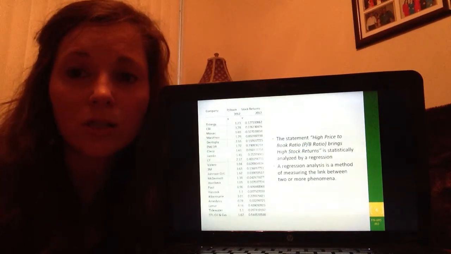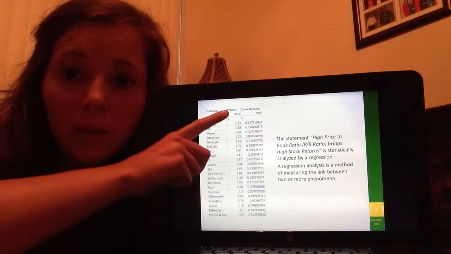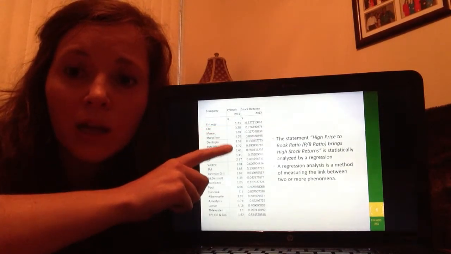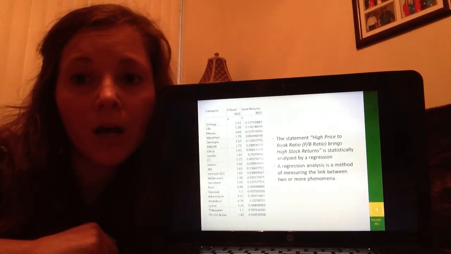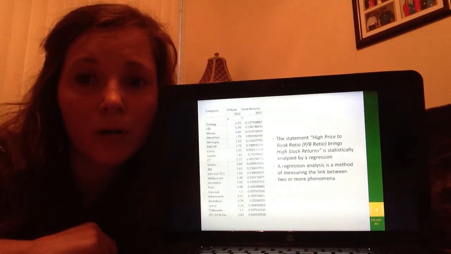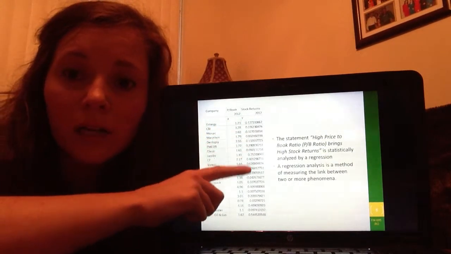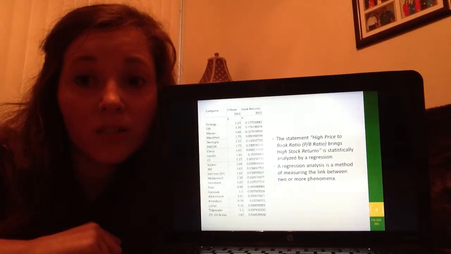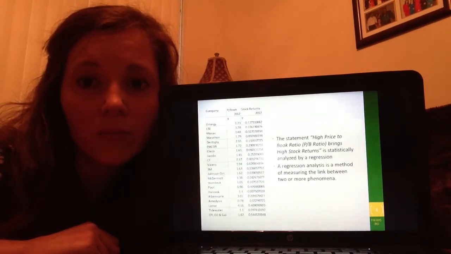So what I did was I took all my 22 companies and listed them in Excel, and then I put my price-to-book ratio for the year 2012, which is my X variable, and listed them all as well. I got all of these numbers from Bloomberg. It's all pulled straight from Bloomberg. And then I also have the stock return for 2012 calculated here using the percentage change equation, new minus old divided by old.